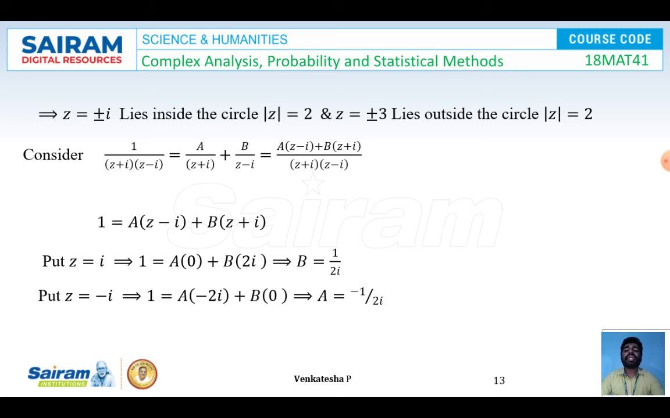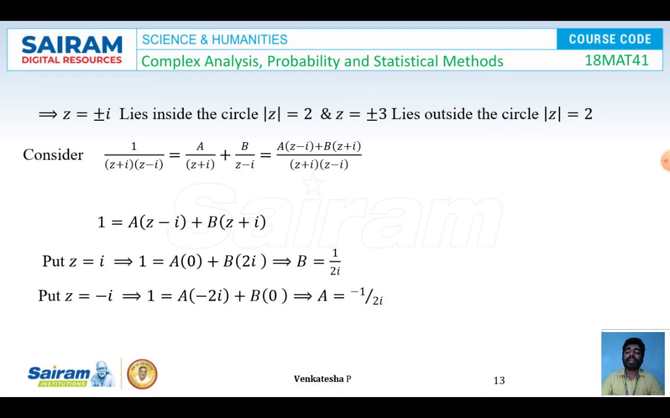Now take the equation 1 by (z plus i) into (z minus i). It is given by a by (z plus i) plus b by (z minus i). It will be equal to a into (z minus i) plus b into (z plus i) divided by (z plus i) into (z minus i). I am going to cancel the terms (z plus i) into (z minus i) in both the equations and I got the equation 1 is equal to a into (z minus i) plus b into (z plus i). To find the values of a and b, to find a I am going to eliminate b, and to find b I am going to eliminate a.